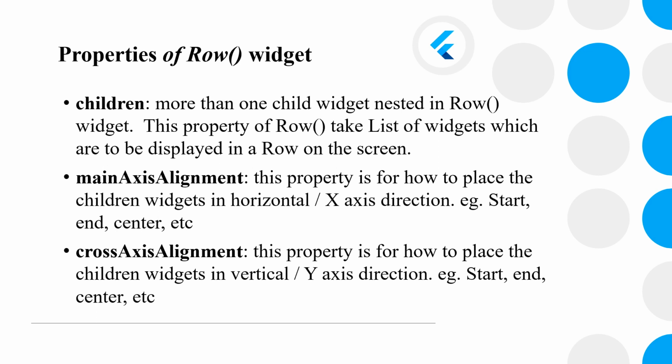Second, main axis alignment. This property is for how to place children widgets in the horizontal or x-axis direction, that is, to be placed at the start or at the end or at the center, etc. Similarly, the cross-axis alignment property. This property is for how to place children widgets in the vertical or y-axis direction, that is, at the start or top, at the end or at the center, etc.